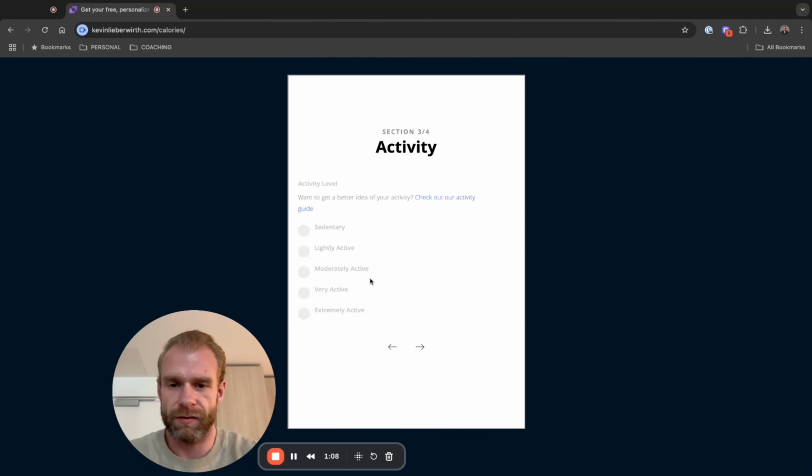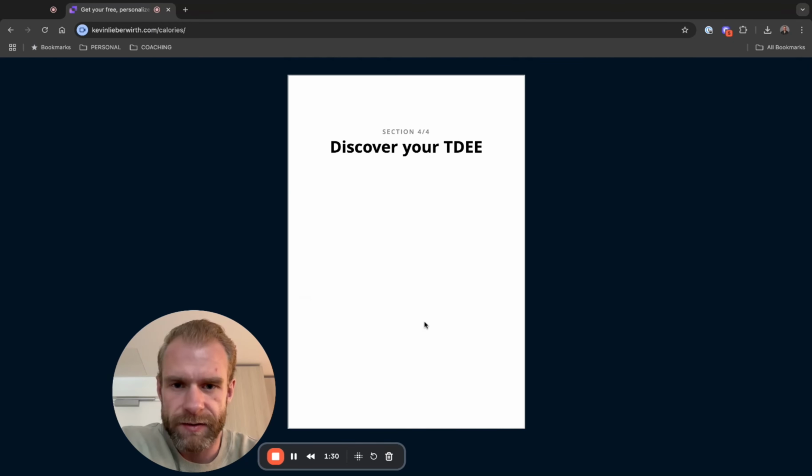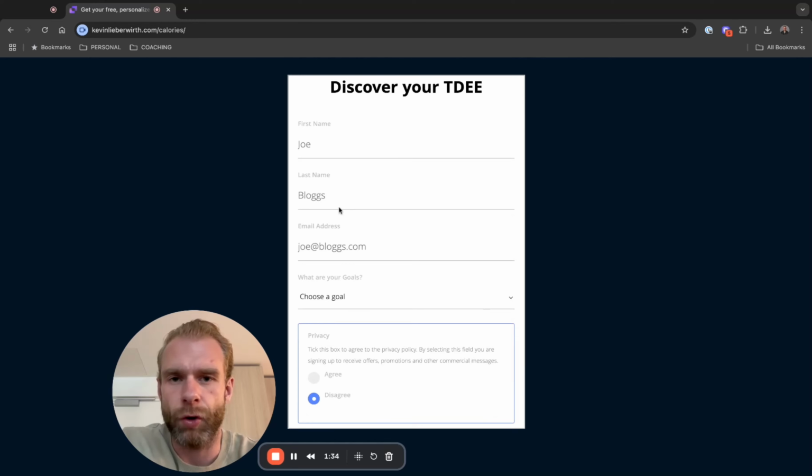So if you train 5-6 times a week and you have an active job, you might be in the very active or extremely active category. If you have an office job and you're training 3 to 4 times a week, you might be in one of the top 3 categories. So I'm going to go for very active, and then it will calculate your maintenance calories for the day and give you, depending on the goal you select here, calories for your target.